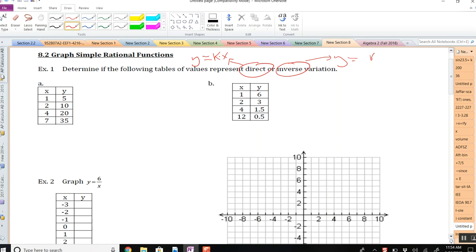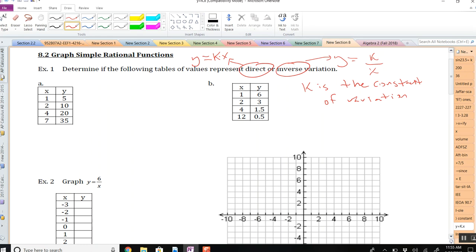y equals k over x, where k is the constant of variation. So it's going to be a number that we'll put into the equation, and that kind of stays with that number. You could use letter A. That's what we use in some of the notes in 8.1. The letter used for the constant doesn't really matter. Just know that it's a constant.